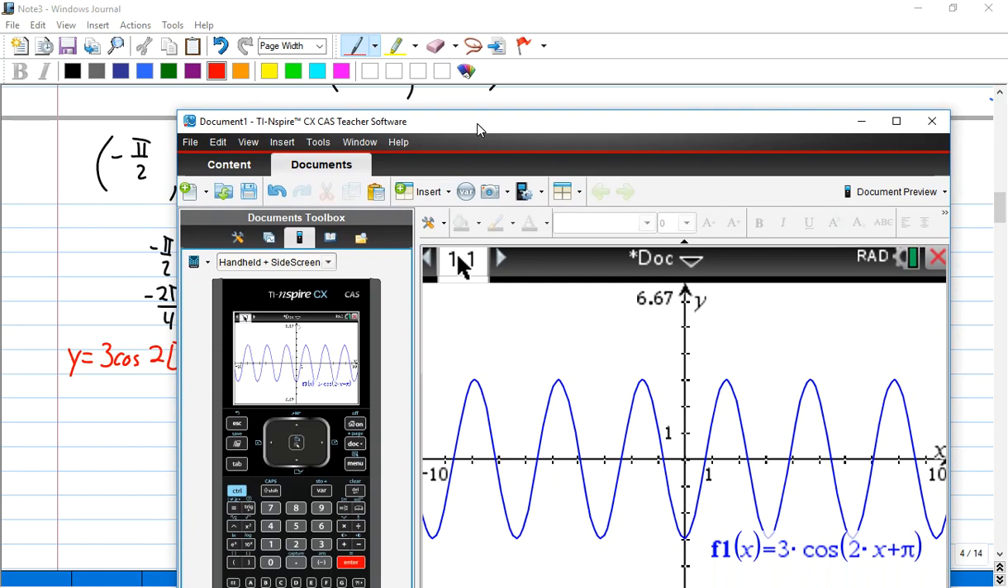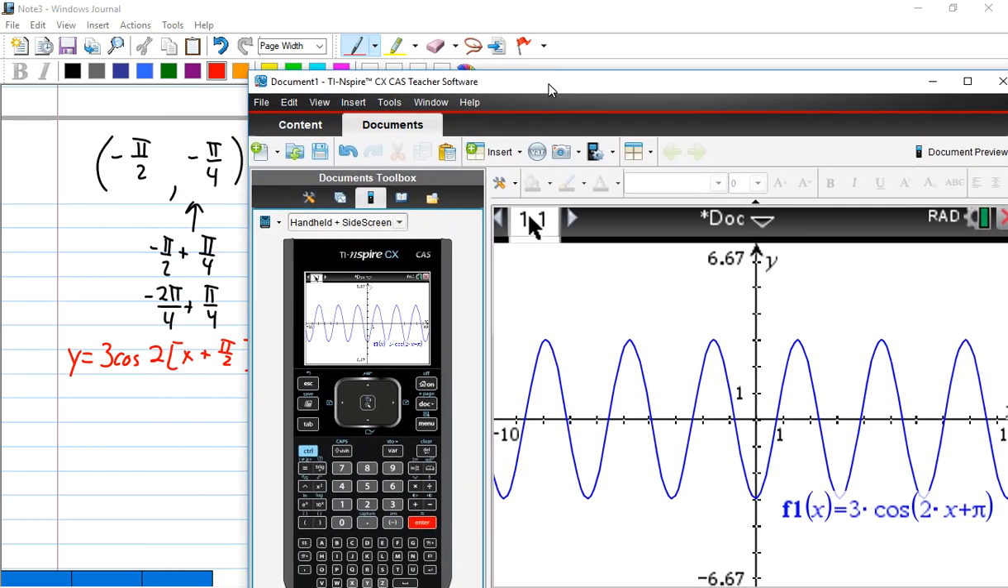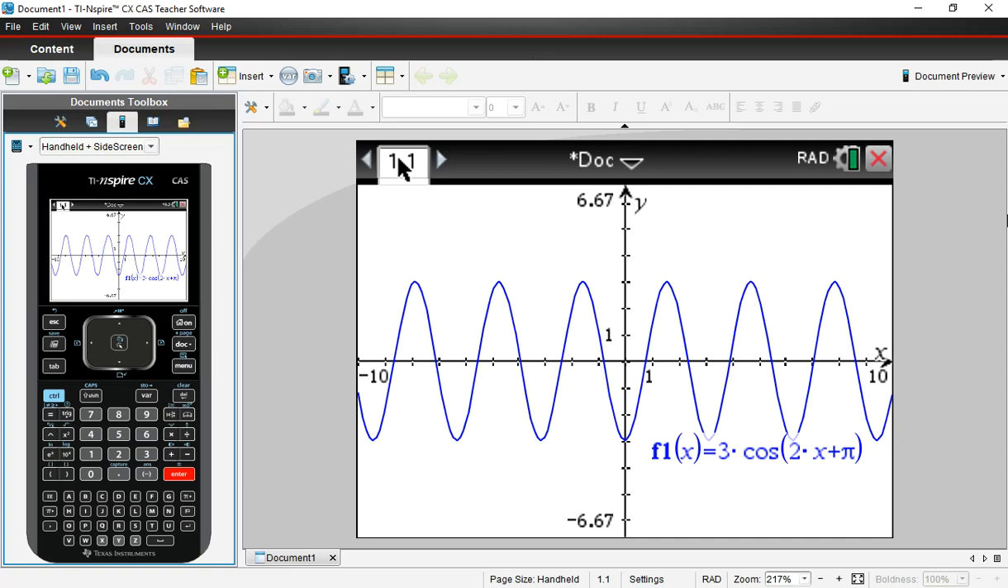All right. So here's what I have in the graphing calculator. Remember, I said our starting point was around negative 1.57-ish. So that would be in between negative 1 and negative 2. About right there, that's where we start. And then we cross at negative pi over 4. So that's going to be less than 1. It's going to be about 0.7 something.